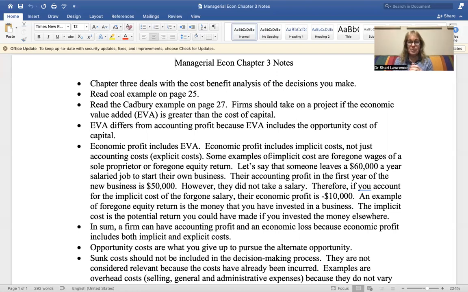Now, what we're talking about is another type of profit, which is economic profit. So accounting profit only includes explicit costs, in other words, the costs that you're actually incurring. However, economic profit includes the implicit costs.